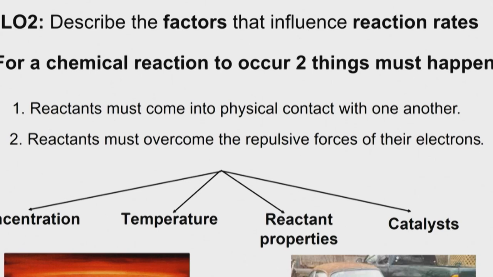So our different factors that are going to influence these reaction rates are down here on the bottom. And so we want to look at concentration of our reactants and products, the temperature the reaction's occurring at, hotter and colder, our different reactant properties, solid, liquid, gas, things like that, and then is there a presence of a catalyst, okay?